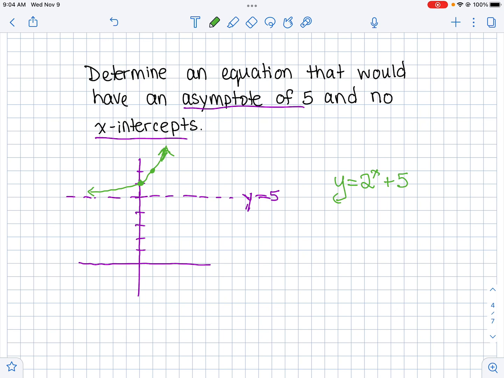There you go. But there's a bunch of different graphs you could have. You could really have any left-right transformation. You could have a y reflection. There's so many options. You could have a vertical stretch. Just an infinite number of equations you could come up with. This is just one idea, a simple one.